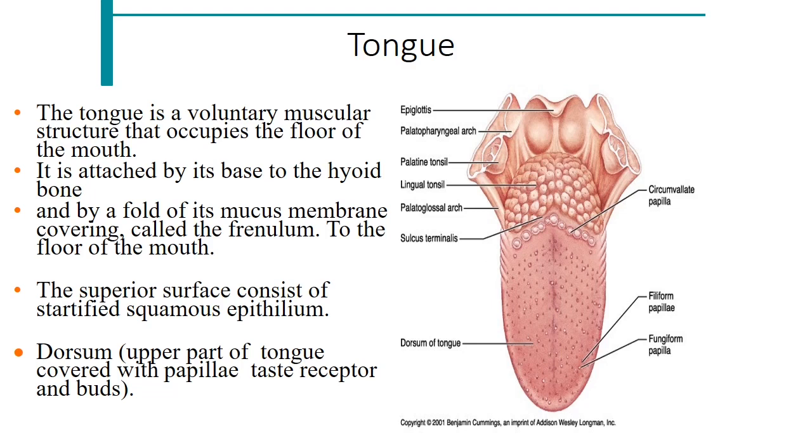The superior surface consists of stratified squamous epithelium and the dorsum, that is the upper part of the tongue. It is covered with papillae, and the papillae have taste receptors and taste buds. So this is all about the tongue.